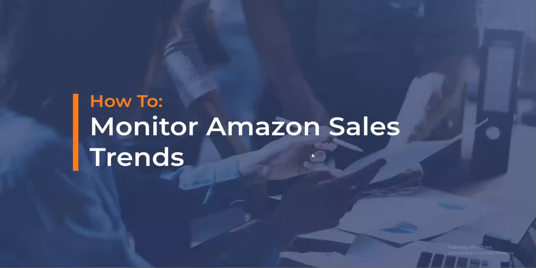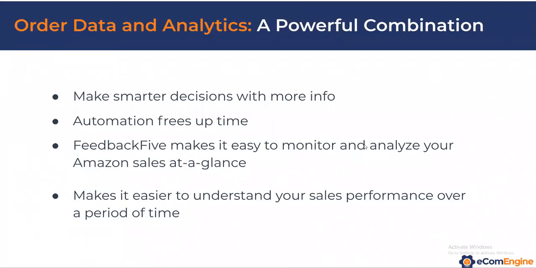So how can we monitor Amazon sales trends? How are you going to do that in FeedbackFive? Let me just switch to my next screen here. Running an Amazon business takes a lot of hard work and determination, but having the right tools can really lighten the load. While it can seem overwhelming, the more information you have, the better able you are to make smart decisions. Almost everything can be done manually, but automating certain processes frees up your valuable time to make more important decisions and stay ahead of your game.